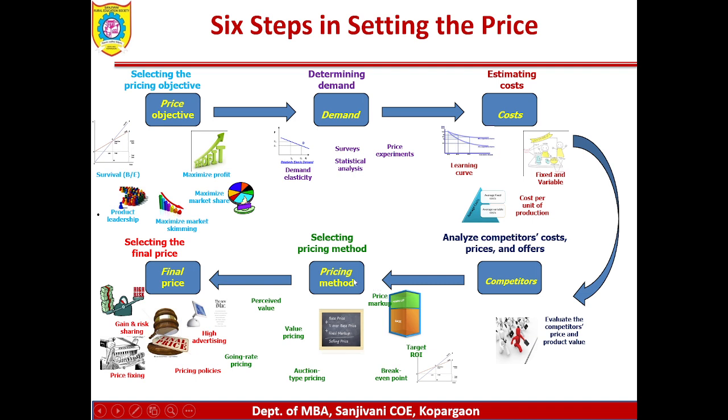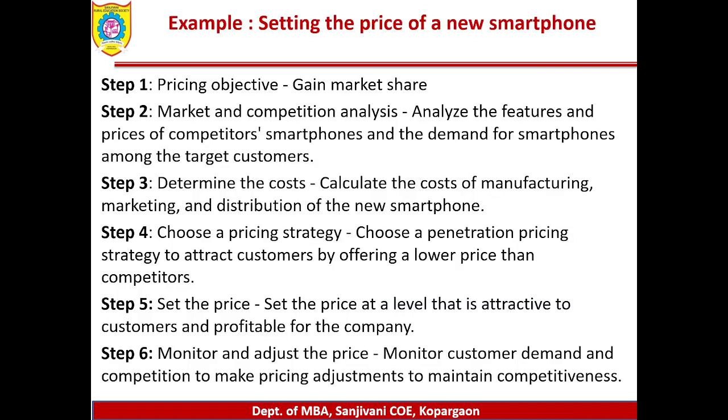Then select the pricing method: perceived value, value pricing, going rate, auction type of pricing, break-even point, target return on investment, and then move towards the final price. In selecting a final price, you should consider risk and gain sharing. Again, consider price fixing, price policing, and also consider advertising. So these are the 6 steps. Price is a very important element in the marketing mix, which alone brings the revenue of that product. Taking an example, that is a new smartphone, with these 6 steps.